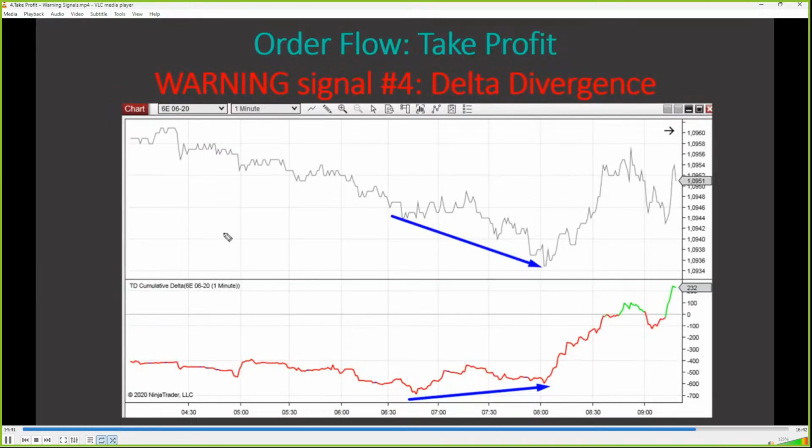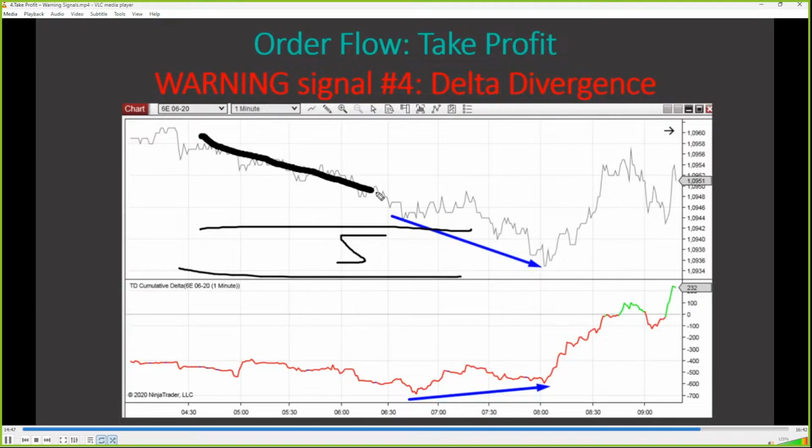Similar scenario in here. Imagine that there is a support somewhere in this area. You are in a short, you are trailing your short position. The price reaches the support, and you notice that delta started to rise, even though the price is going downwards. So that's the divergence, that's the warning, and that's a signal for you to take a profit and be out of your short trade.